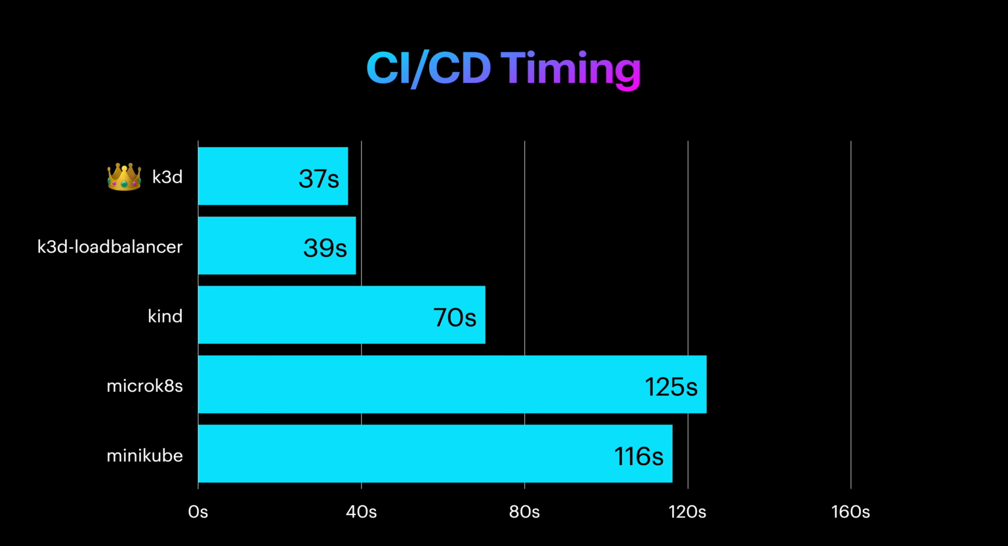Let me quickly explain why K3D is listed twice. We've seen in Challenge 4 that K3D supports services of type LoadBalancer. I deployed both type NodePort and LoadBalancer to see if there is a performance difference. And there is, but it is very small. All the others use type NodePort. The conclusion here is that K3D is significantly faster than its competition.